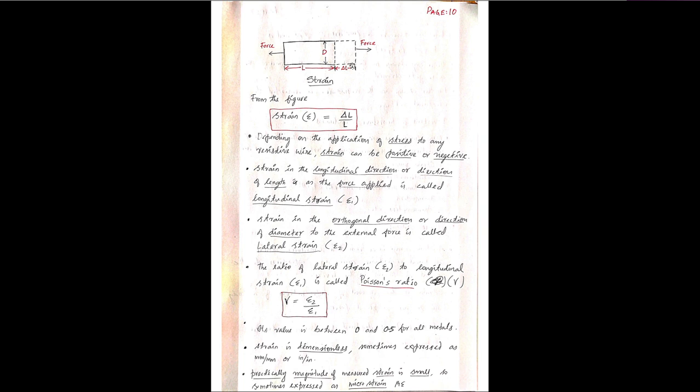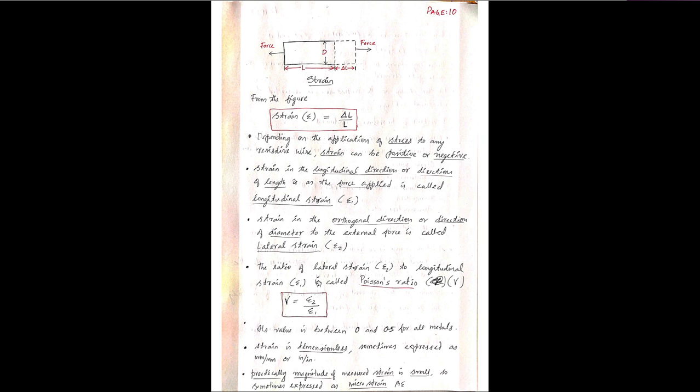And the strain in the orthogonal direction, or the direction of diameter, is called lateral strain, or epsilon 2. The ratio of the lateral strain to the longitudinal strain is called Poisson's ratio, mu. Mu can be defined as the ratio of the lateral strain to the longitudinal strain, that is, epsilon 2 divided by epsilon 1, which is called Poisson's ratio.